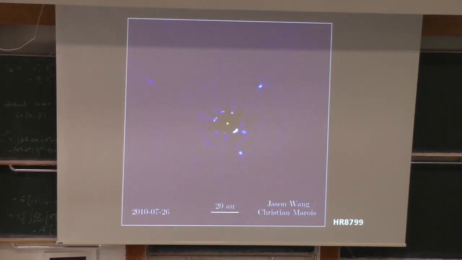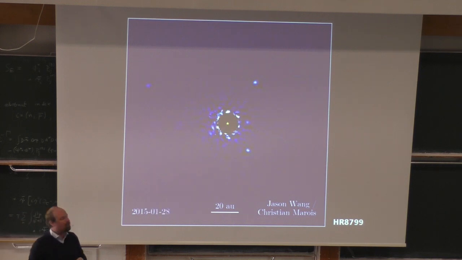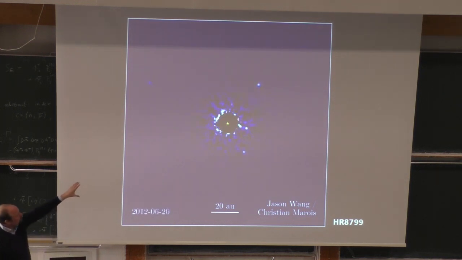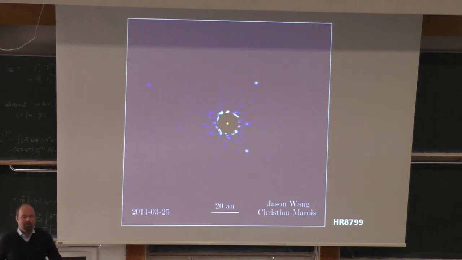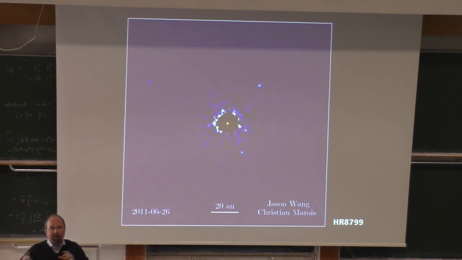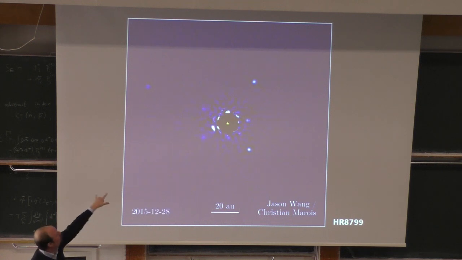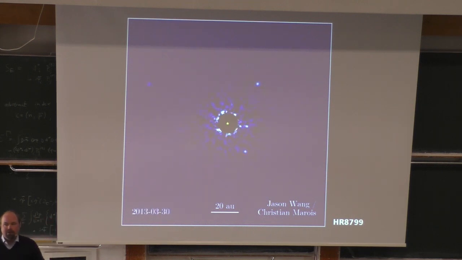In this case, it is, in quotes, relatively easy to do because it's a young star. Therefore, the planets are also young. These are massive Jupiter-like planets that are still contracting, radiating in infrared, and the contrast between the star and the planets is still moderate, of the order of 10,000.